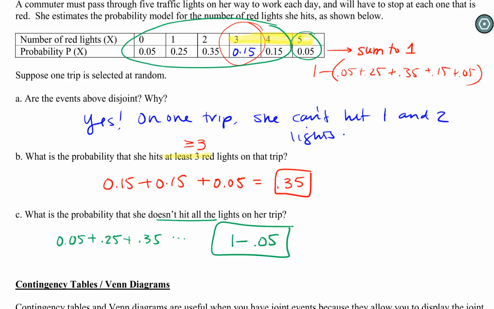Oh God, I did not mean to box that up. I meant to actually write equals 0.95. So there's a 95% chance that she won't hit all of the lights on her way to work. She won't have the world's worst commute on that particular day. So again, we won't probably see much of this. It will be the thing that we use again and again when we get to part 5.